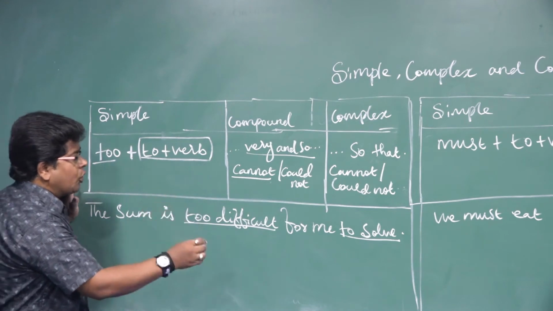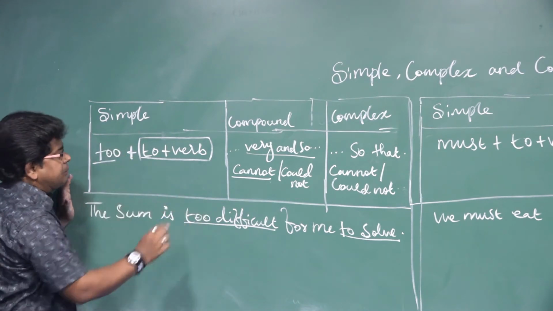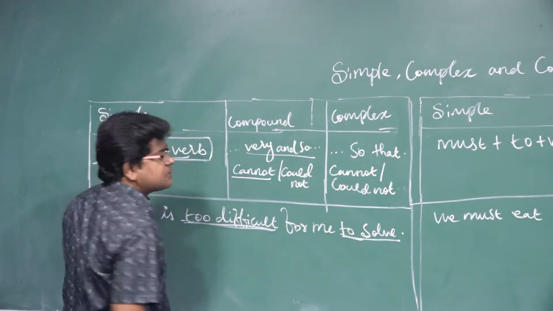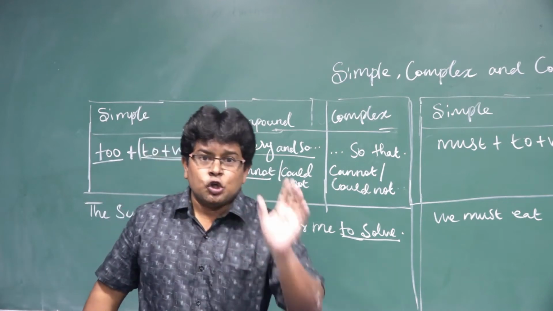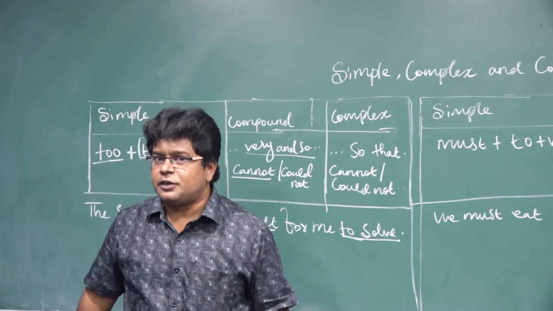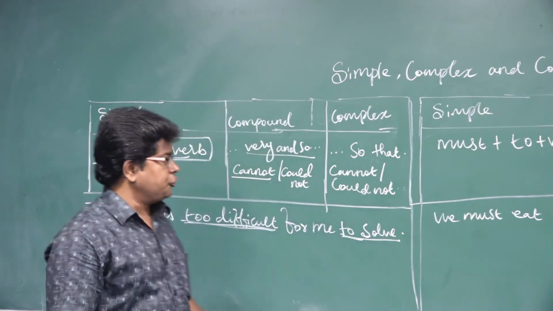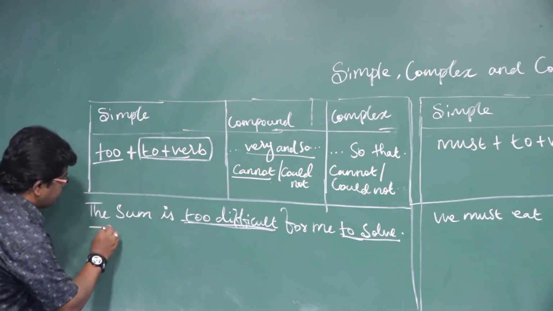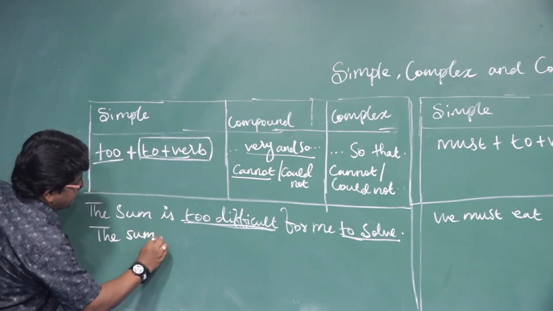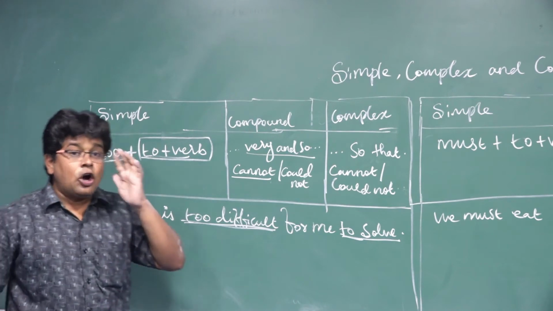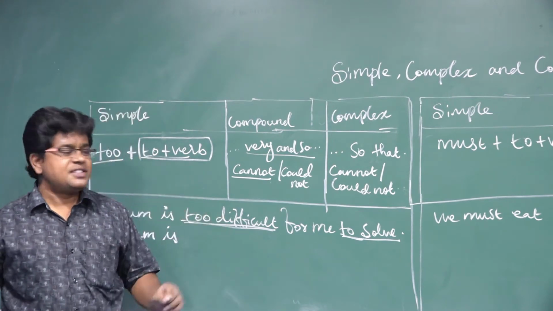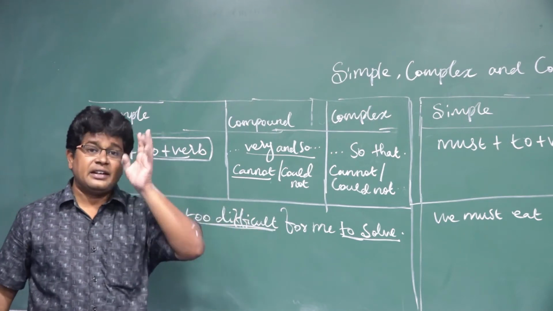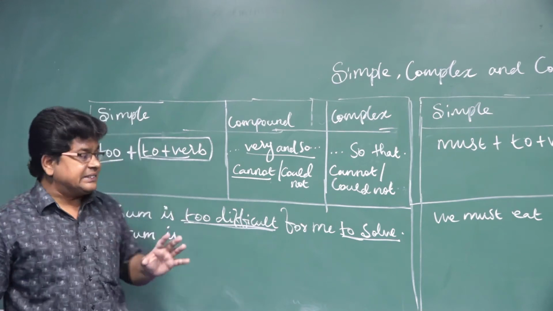So "the sum is too difficult for me to solve" is a simple sentence. See, too difficult plus "to" plus verb. They have given "to" plus verb. Whenever "to" plus verb, "to" plus a present verb must be there. "To" plus a past verb should not be there. That has to be considered as an infinitive. Now we are going to change that simple sentence into a compound sentence. How? Without changing the sense of the sentence, you have to change it. They have used only "too difficult", not "difficult". So without changing the sense, you have to write.